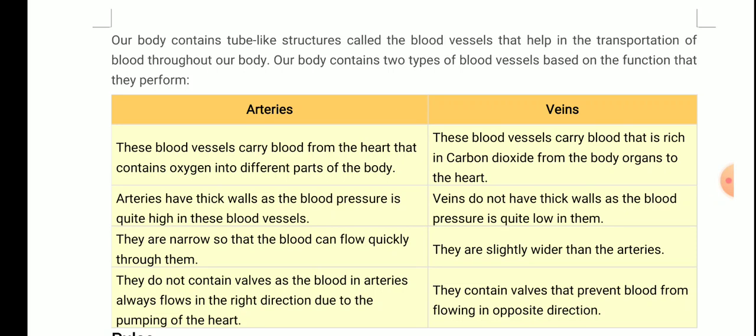Clear? So students, in the next video we will be starting with pulse and we will be discussing the heart.